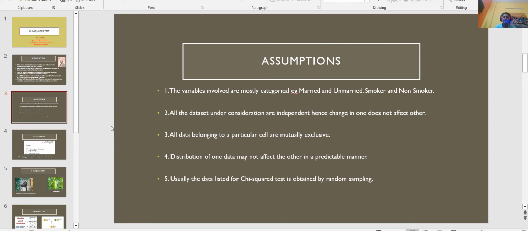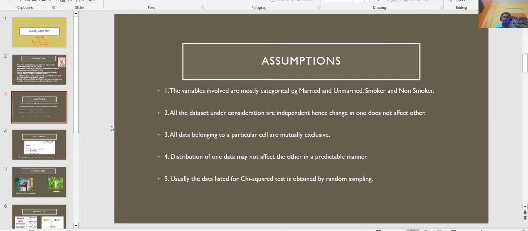Smoker, drinker, non-drinker, like that, and so forth. And similarly, it can be used to compare the fractions, ratios, like percentage, right? So these are called continuous variables. They can be compared using this statistical test.